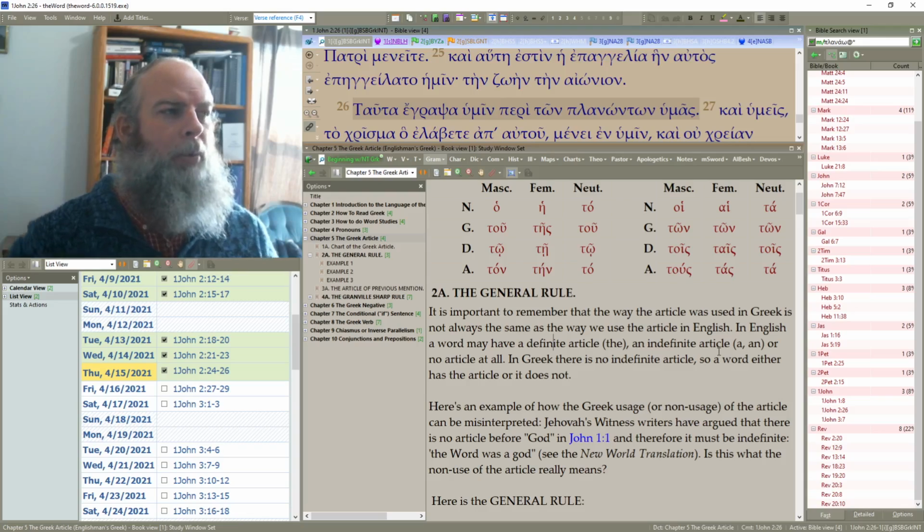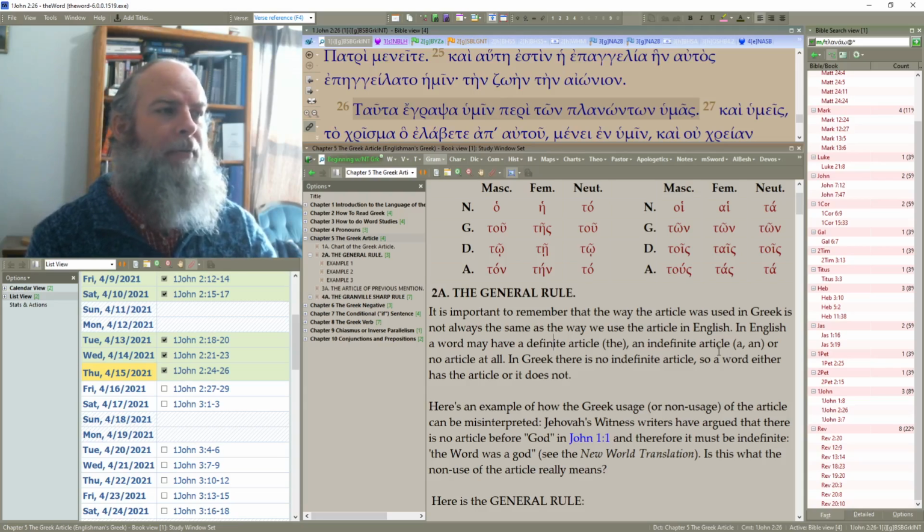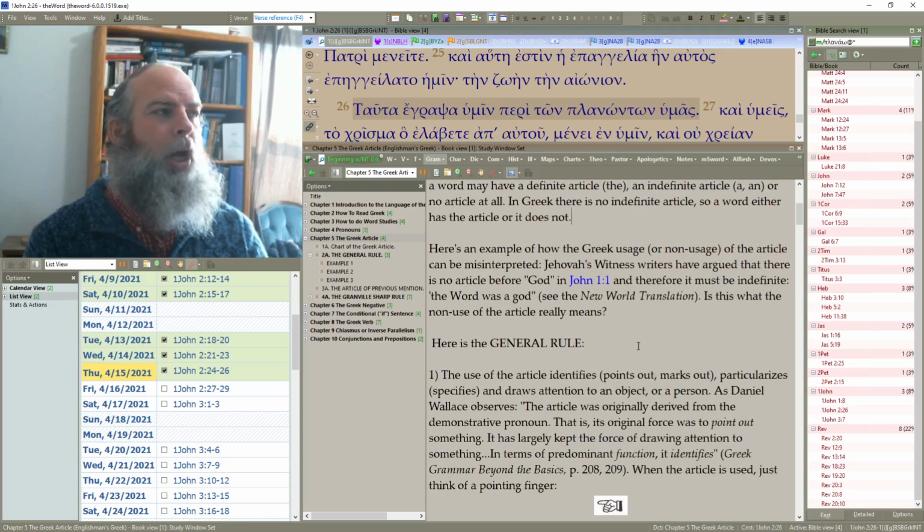It is important to remember that the way the article was used in Greek is not always the same as the way we use the article in English. Important distinction there. In English, a word may have the definite article, the, or the indefinite article, a or an, or no article at all. In Greek, there is no indefinite article. So a word either has the article or it does not. Here's an example of how the Greek usage or non-usage of the article can be misinterpreted. Jehovah's Witnesses writers have argued that there is no article before God in John 1:1.